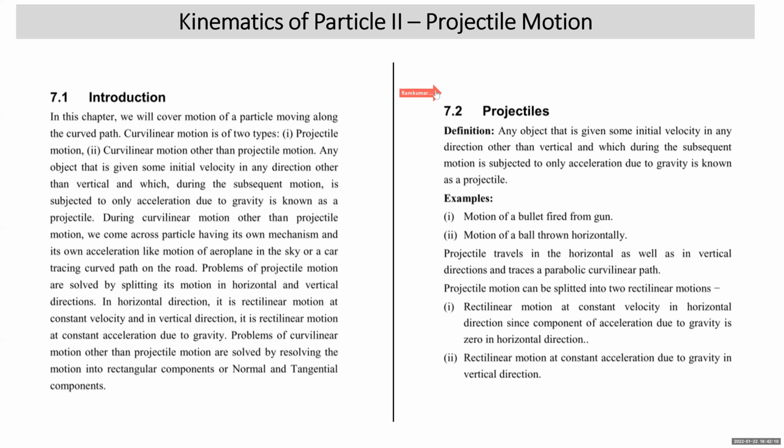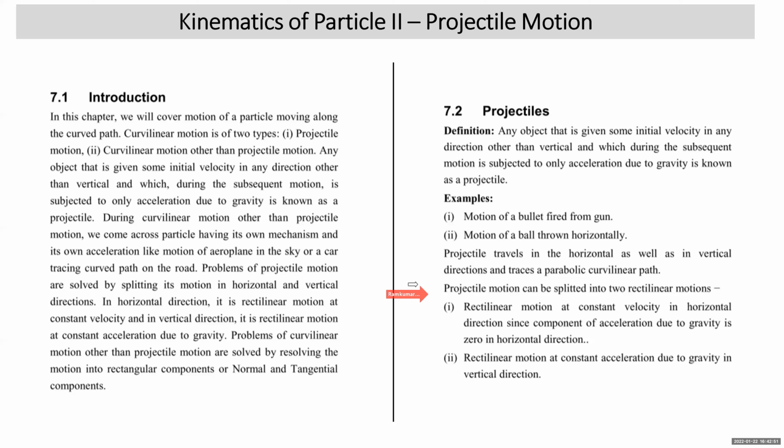How do we solve the problems of projectile? Projectile problems are solved by splitting the motion into two rectilinear motions. In horizontal direction, it will be rectilinear motion at constant velocity. Why? Because if I'm splitting the projectile motion in horizontal and vertical direction, as the projectile is subjected to acceleration due to gravity only, which is in vertically downward direction, its component of acceleration due to gravity in horizontal direction will be zero. So that's why there is no acceleration on the projectile in horizontal direction.